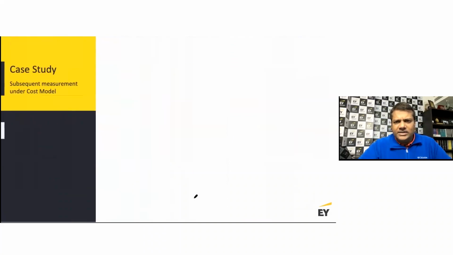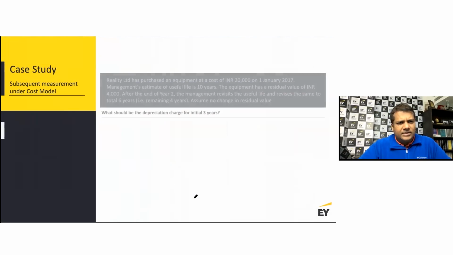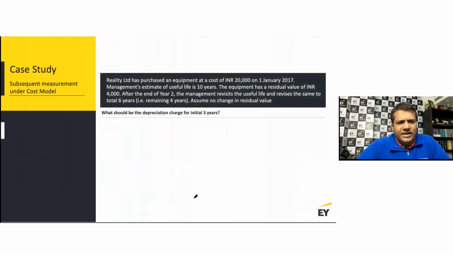Okay. So let's look at an example around subsequent measurement. Under the cost model, how does that impact us from an accounting and reporting perspective? So Reality Limited has purchased an equipment at a cost of INR 20,000 on 1st of January 2017. Now, management's estimate of useful life is 10 years. The equipment has a residual value of INR 4,000. So I bought it for 20,000, residual value 4,000. That means how much do I need to depreciate?